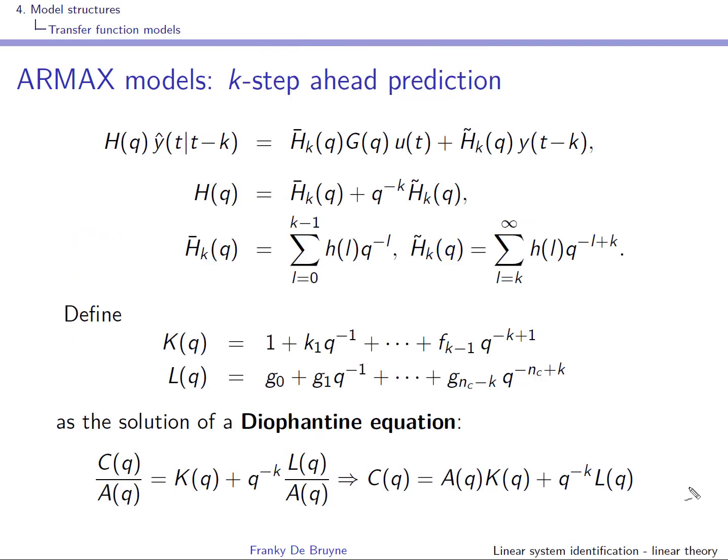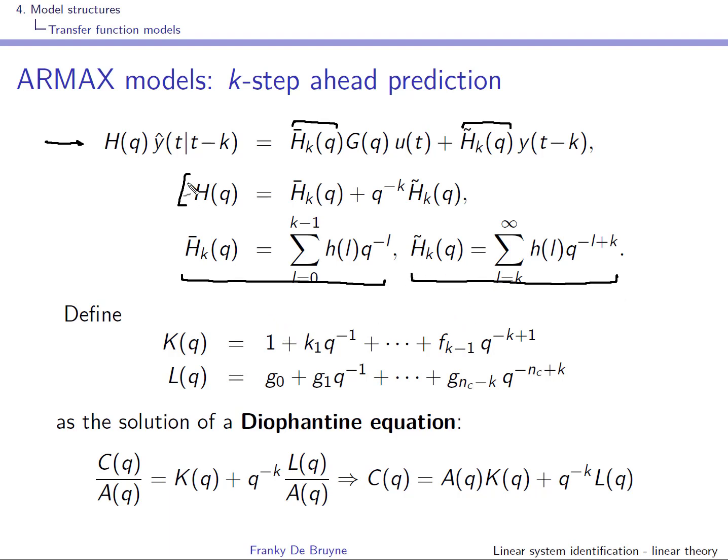We'll now apply k-step ahead prediction to ARMAX models, and the underlying k-step ahead prediction equation is this one: h bar k q and h tilde k q are related to this equation, okay? And this equation, well, the idea was that we had to decompose in terms that are unknown at time t minus k and terms that are known at time t minus k. Here you find the expression of h bar k q, and here you find the expression of h tilde k q, right?